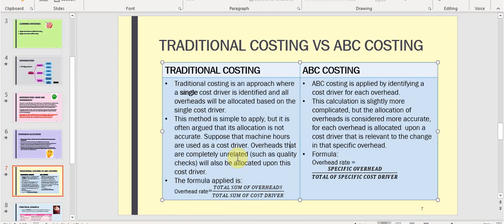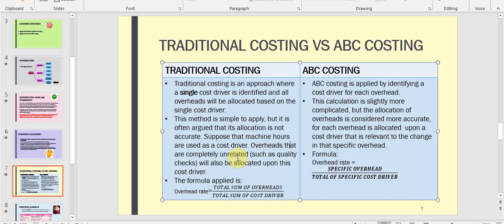In terms of activity-based costing, it means that we identify a cost driver for each type of overhead. So the calculation is slightly more complex, but the allocation of the overhead is considered to be accurate, for each overhead is allocated upon its own cost driver that is relevant to that specific overhead. The cost formula there is that the overhead rate is calculated by taking the specific overhead divided by the total of the specific cost driver.